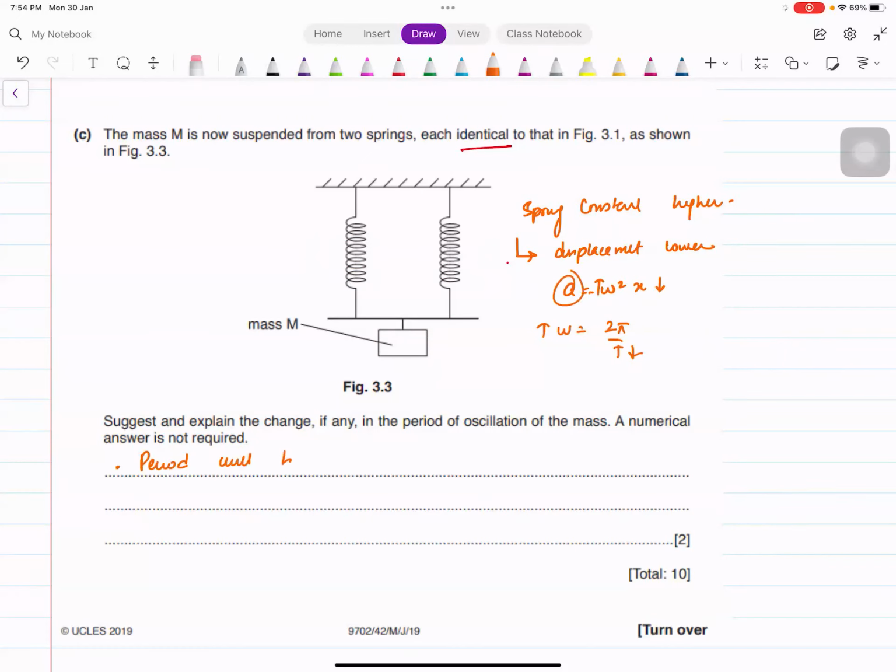That the period, and the stiffness of the spring, is now double. Is there anything that you guys did not understand? Please let me know. So didn't we say displacement would be the same?